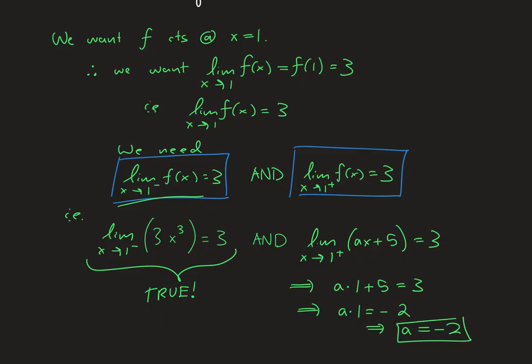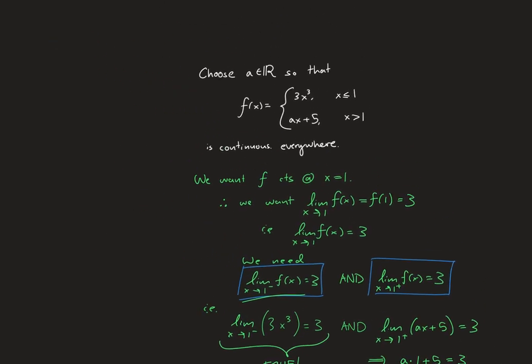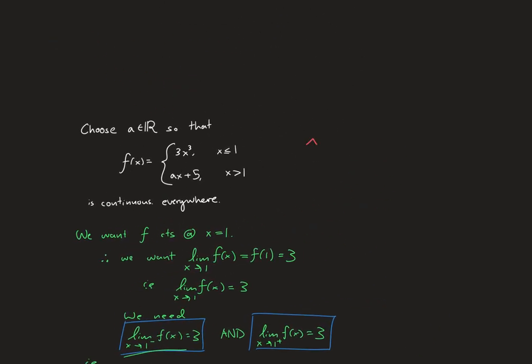To give you a visual representation for what we just did, here's maybe what our function looks like. Here's x equals 1. For x bigger than 1, it's a line that crosses, well, I'll do x less than 1 first. That's 3x cubed, so that looks something like this.